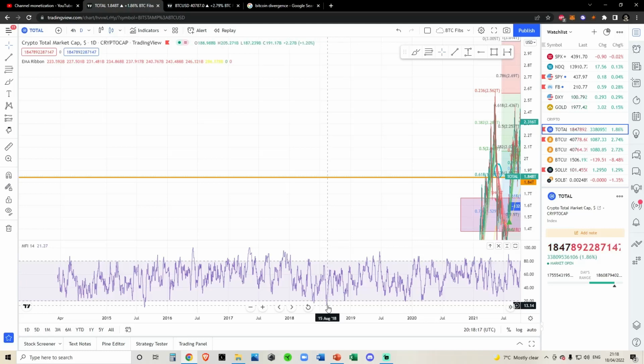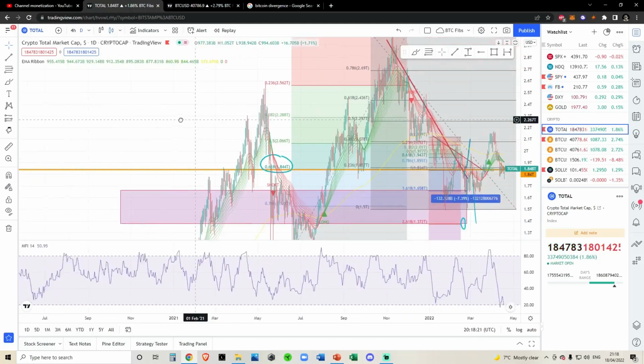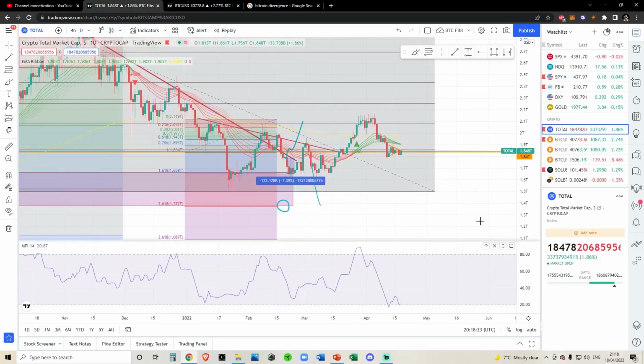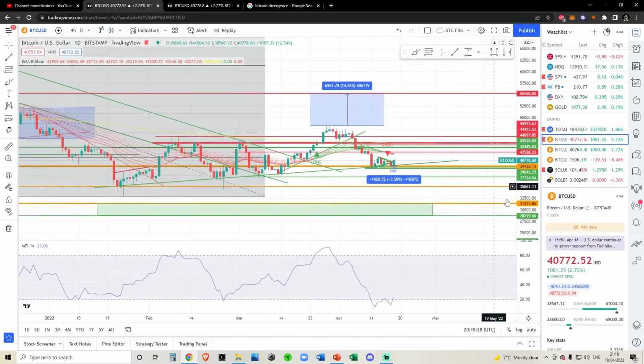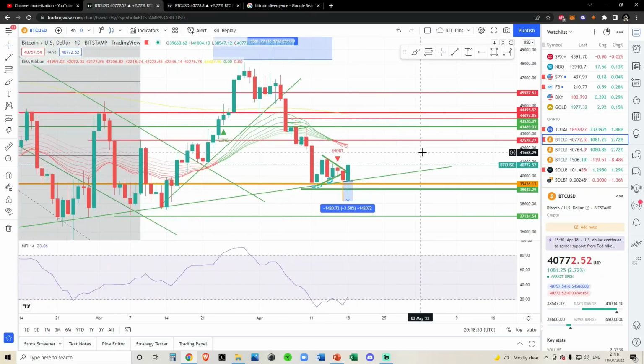So another chart with 4 years worth of price history in this instance, saying that on the total crypto market cap, this is the bottom. So for the total crypto market cap and Bitcoin, I am becoming very bullish. I'm buying more and more Bitcoin every single day.